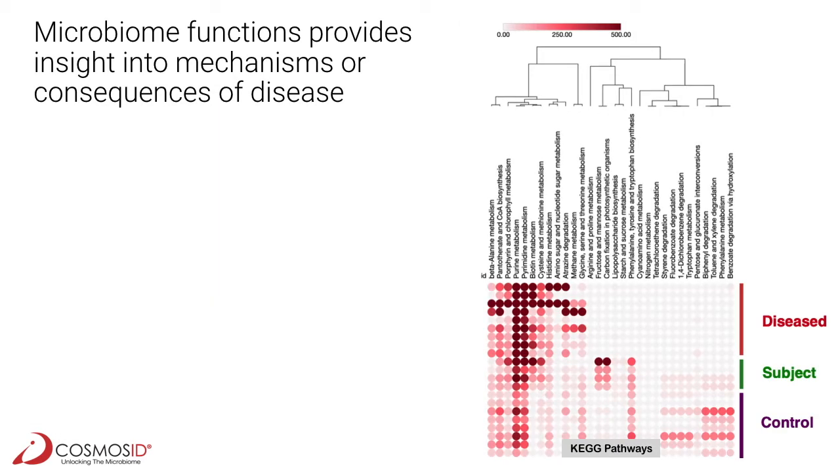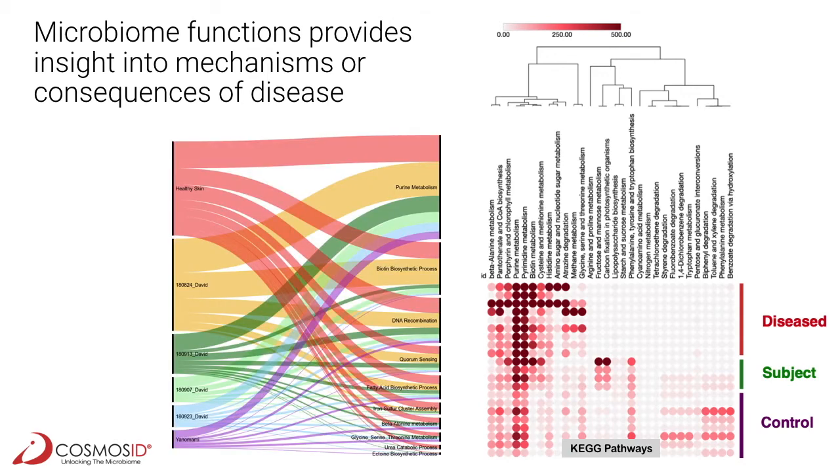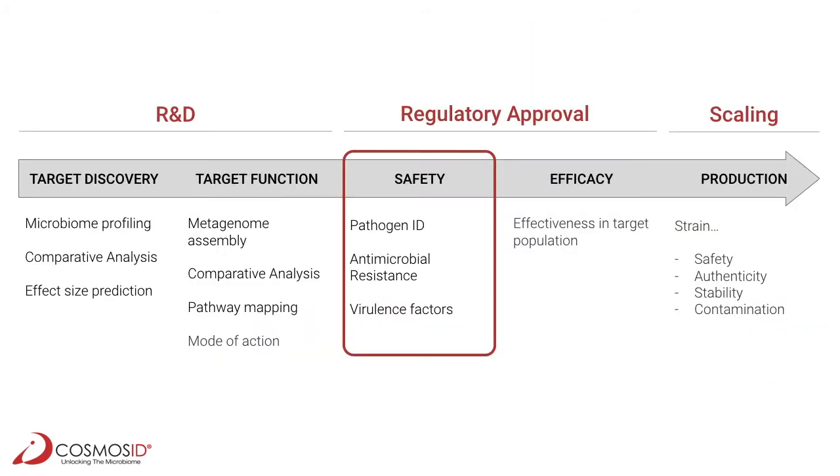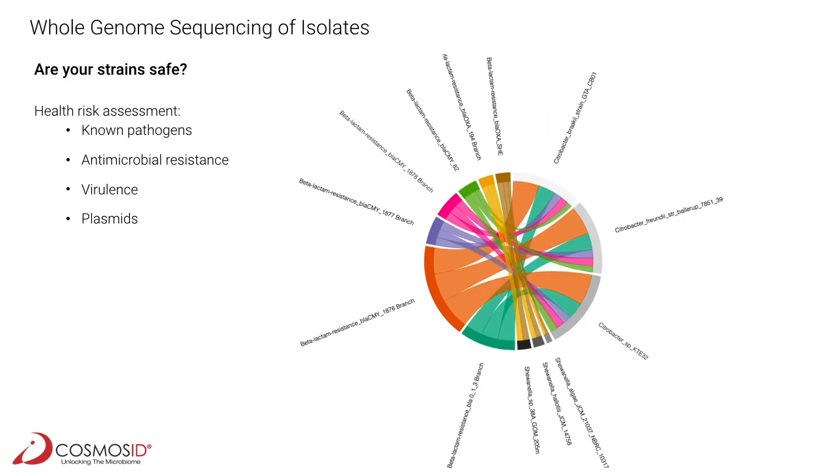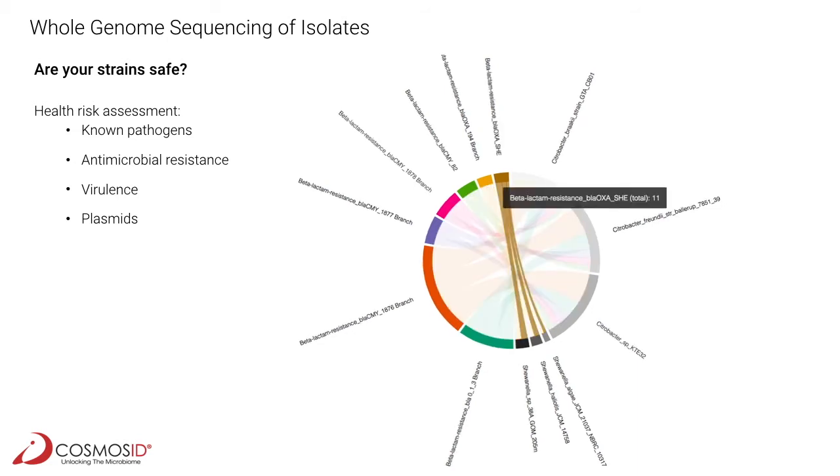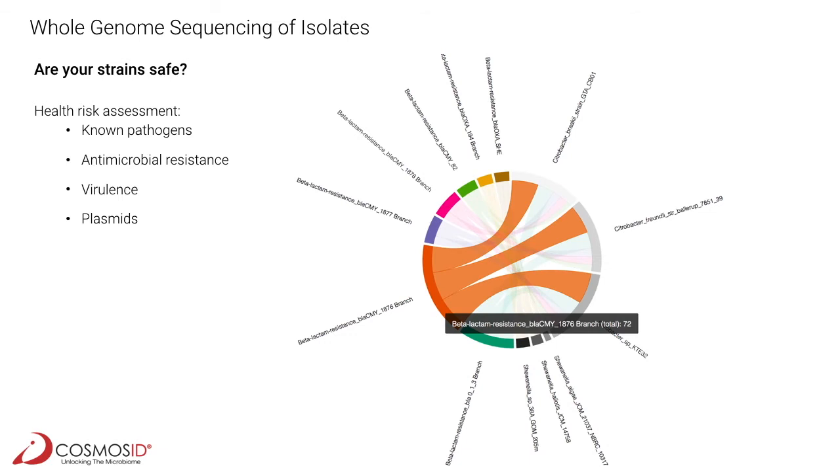So the microbiome function provides insight into the mechanisms or consequences of disease and delivers a mode of action of the intervention that you are developing. Now, let's move on to the third step, which is the demonstration of safety. Since you're using microbial ingredients, metagenomic sequencing is important and can help assess whether your ingredients contain, in addition to the strains of interest, also known pathogens, or whether certain genetic elements, such as antimicrobial resistance or virulence that can be transmitted between organisms, are present or have emerged in your ingredients.